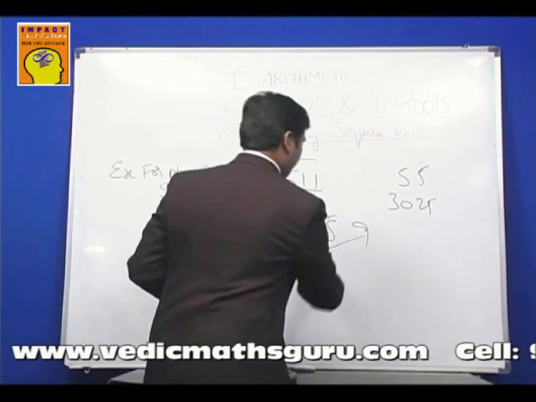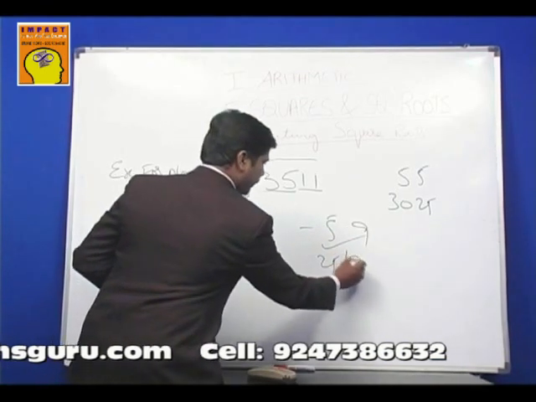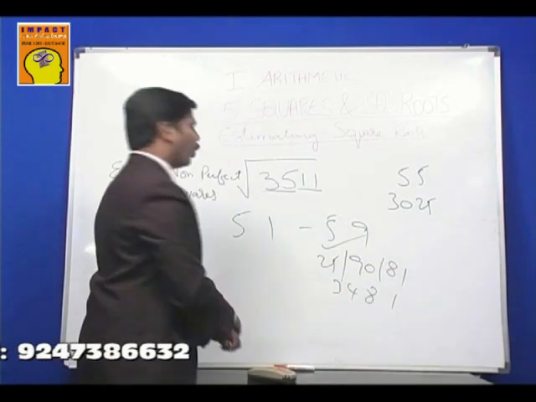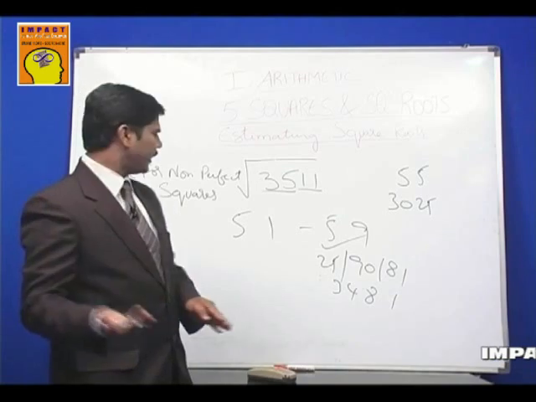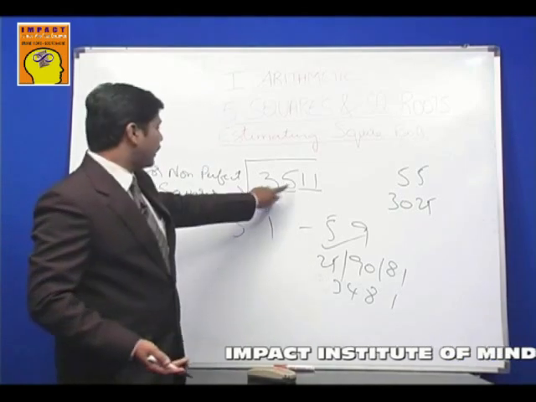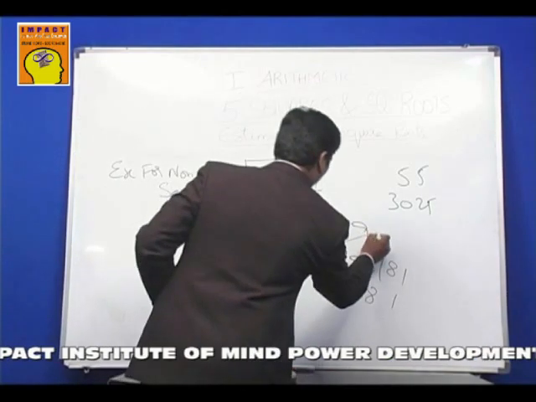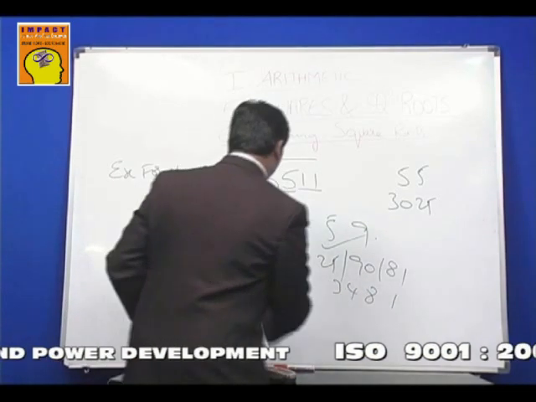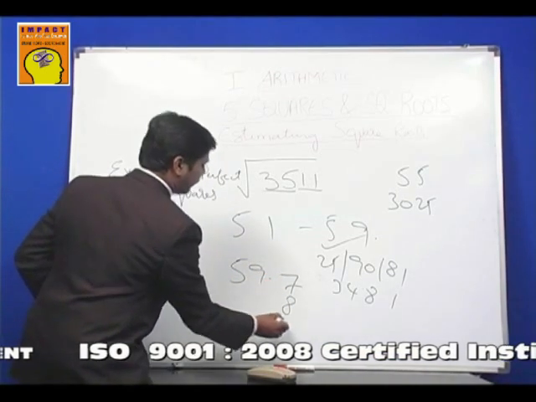Now come on, a plus b whole square formula. 5 squared is 25, 4 times 5 is 45, double is 90, 9 times 9 is 81. So 1, 8 and 3, 4, 8, 1. No. But we are getting less than that. Then what could be the answer? See, when we square 59, you got 3481. The number is 3511. So it has to be 59 point something, because we got 3481. You can write 59.7, 59.8, 59.9.